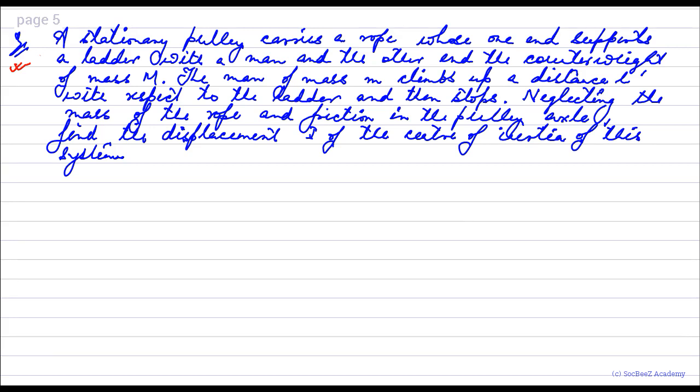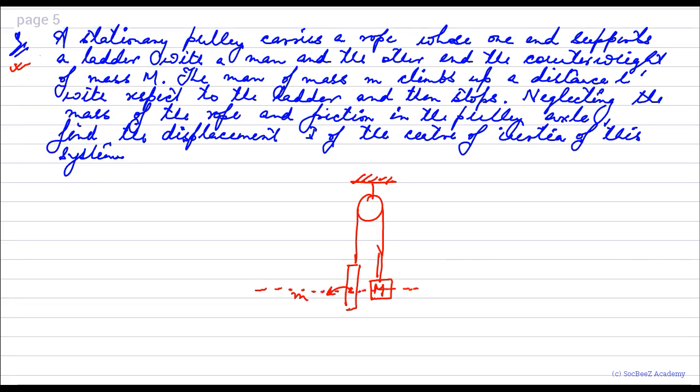So in this case I have a pulley which is ideal and it is fixed. So this is my fixed pulley and there is an ideal string which is wound over the pulley, and one end of the string is attached to a ladder, the other end is attached to a counterweight capital M. A man of mass small m is on the ladder. Okay, now for the time being, let's say that all the three bodies are at the same level. This is being done just to simplify the problem, because basically I just need to find out the displacement of the center of inertia of the system in the final state.